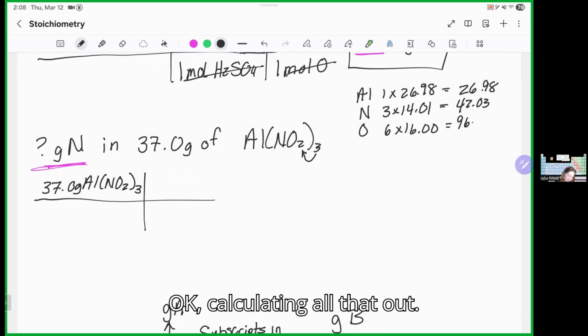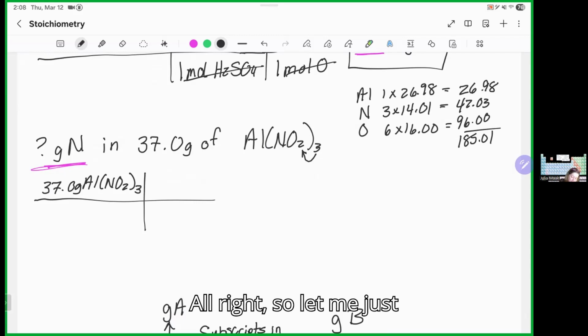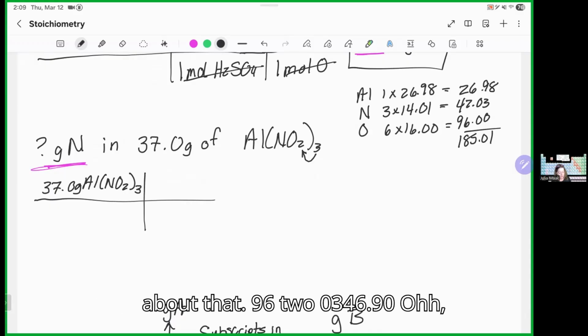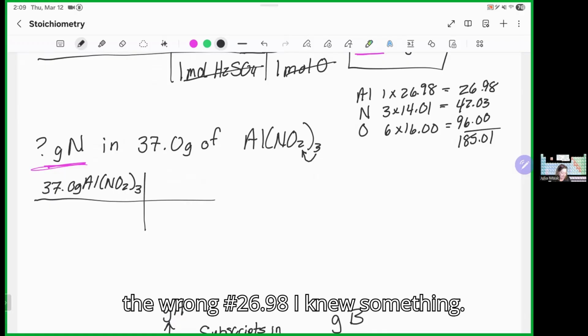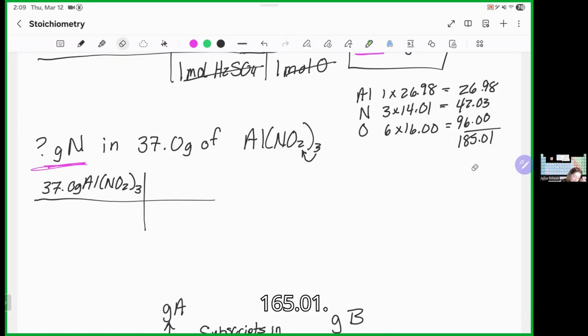Okay, calculating all that out. And I get 185.01. Okay. All right, so let me just double check that. Something seems weird about that. So 96, 203, 46.98. Oh, that's why I put in the wrong number. 26.98. I knew something felt weird about that number. That is 165.01.